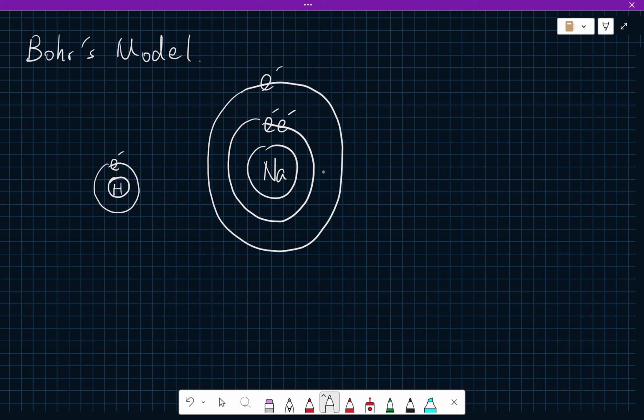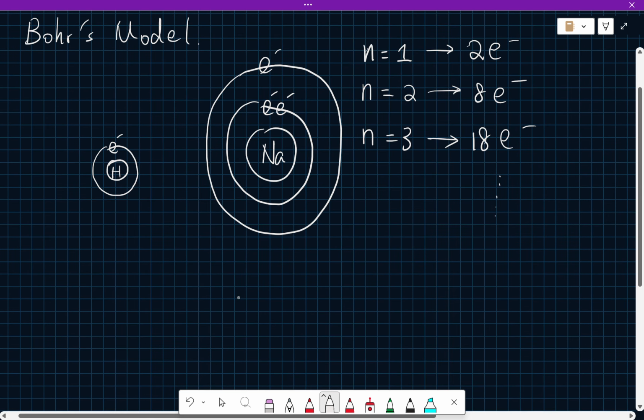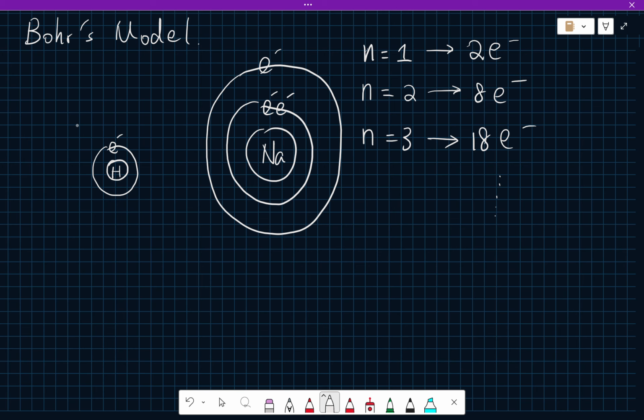And these energy levels are fixed circular around the central nucleus. And the first energy level, which we'll call n equal to 1, can hold 2 electrons. The second energy level can hold 8 electrons max. The third can hold 18 electrons max, and so on and so forth. But actually, in fact, this Bohr's model is not accurate considering the nature of atoms and atomic motions.